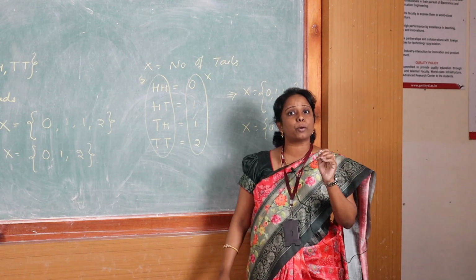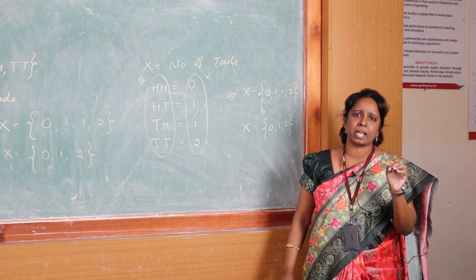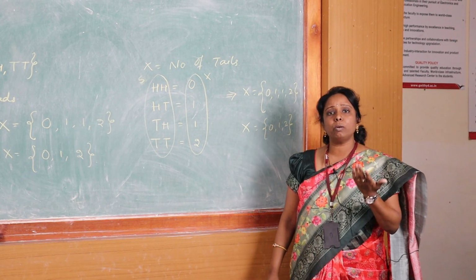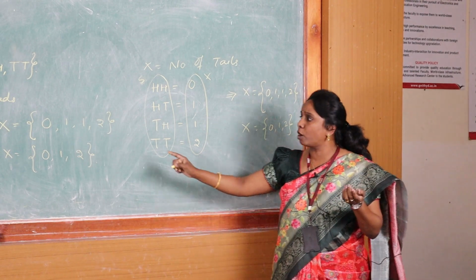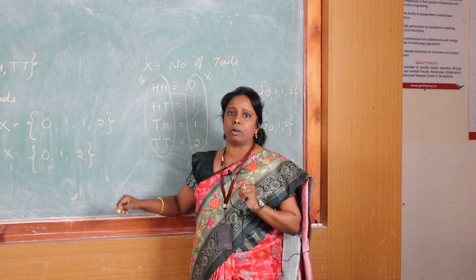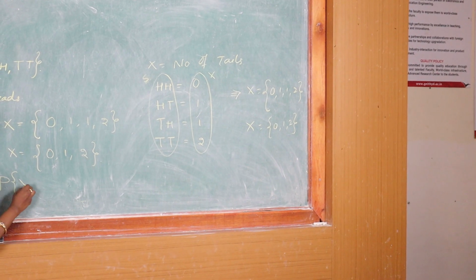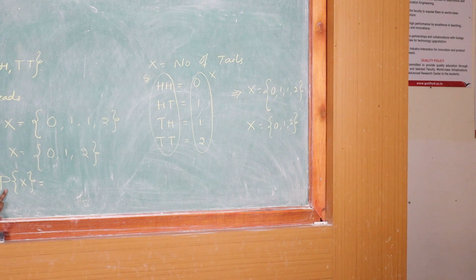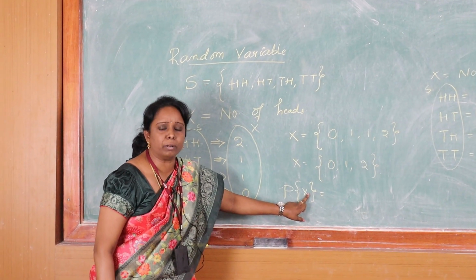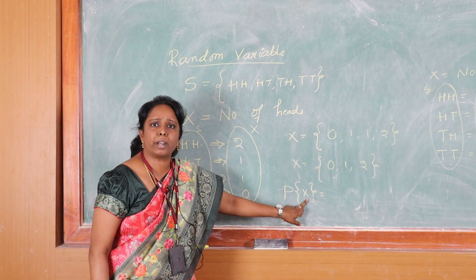Now, let me consider the total probability of a sample space. As we know, it is equal to 1. But what about the total probability of a random variable? It is also equal to 1. Let me show how. Let me consider the probability of X, a random variable. What is the total probability of a random variable?